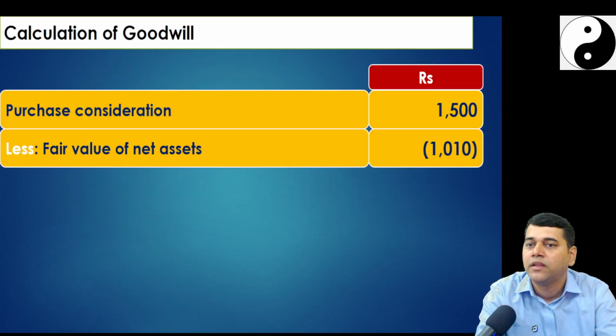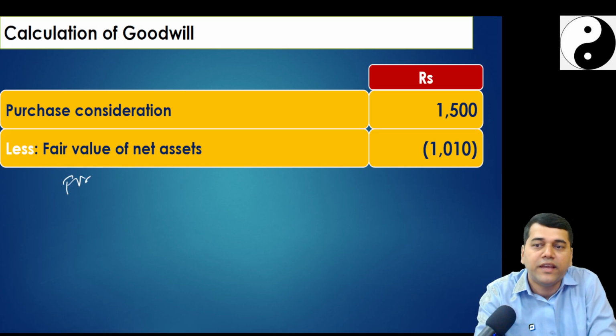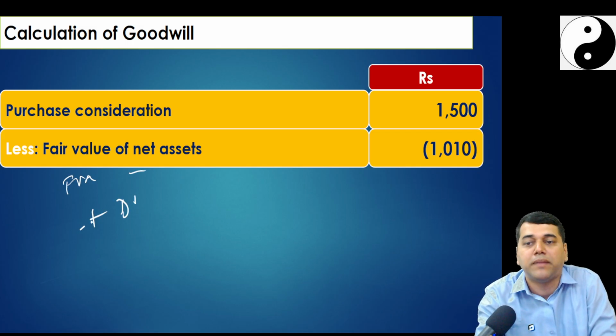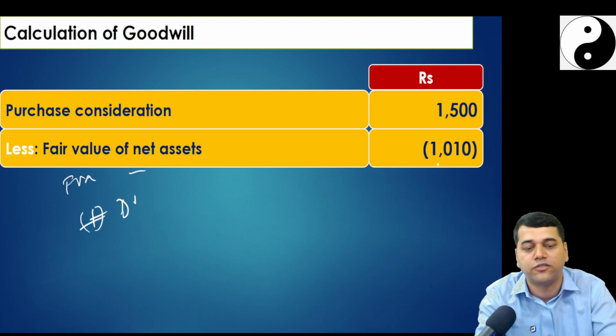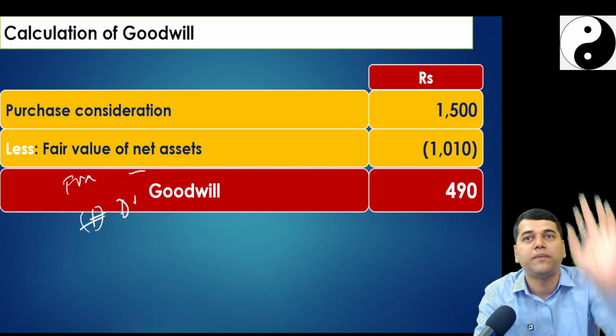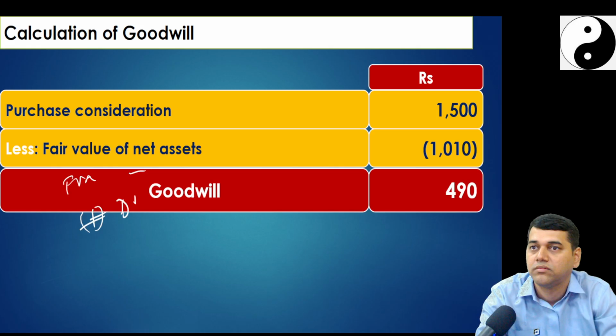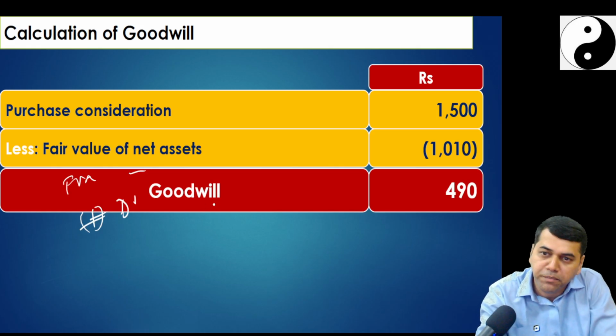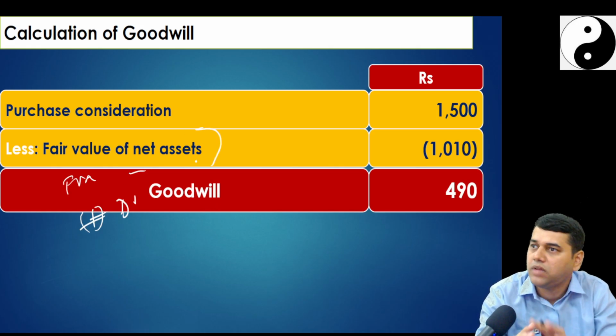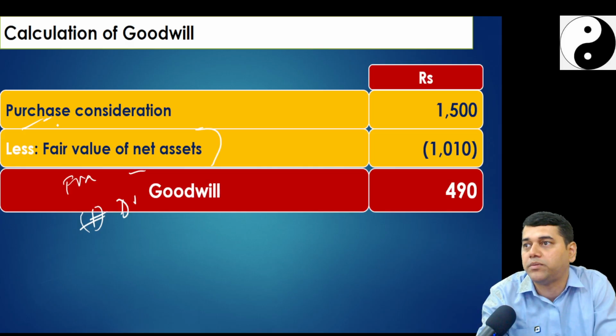See, fair value of net assets, FVNA other than deferred tax, plus deferred tax, minus deferred tax liability. You can present it like this also. But don't show it as part of the purchase consideration. It's not a purchase consideration, no? If you want to present it here at the bottom, I am okay with that. I think you must have shown it at the top.